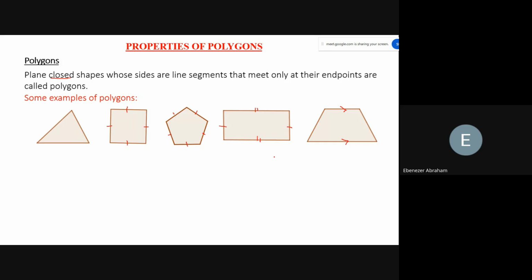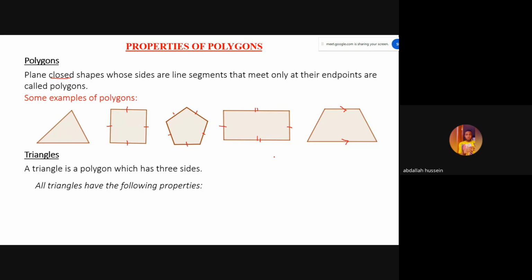Properties of a triangle. A triangle is a polygon which has 3 sides, which you all know. What are the properties? The interior angles of a triangle add up to 180 degrees. Wonderful. That's the first that comes to mind easily. The exterior angles sum up to 360. Yes, wonderful.